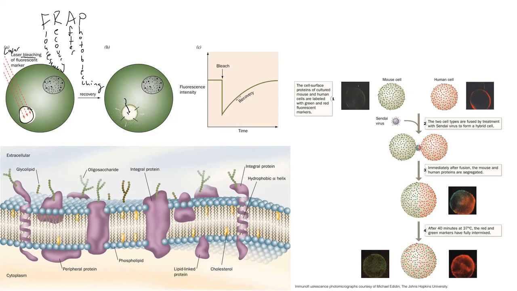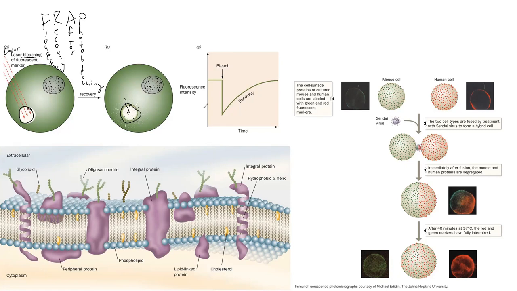And that's what's being shown right here, where you have fluorescence. Imagine you're just looking at this one spot before you hit the laser. So it's full of green, full of green, full of green. You hit the laser, that area has no fluorescence. Then after time, things start to diffuse in there, and you're seeing this recovery of fluorescence.